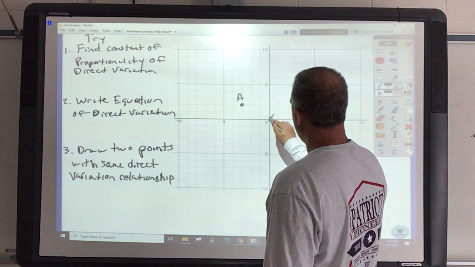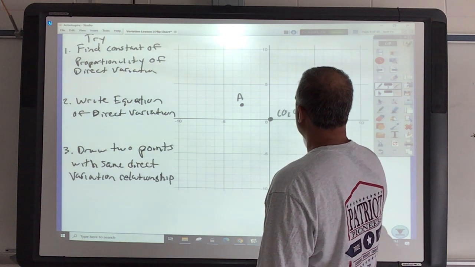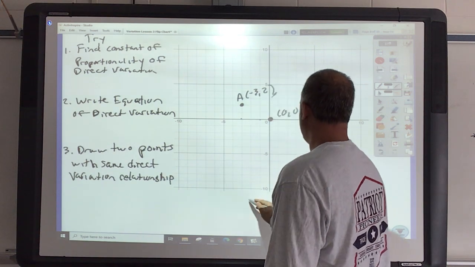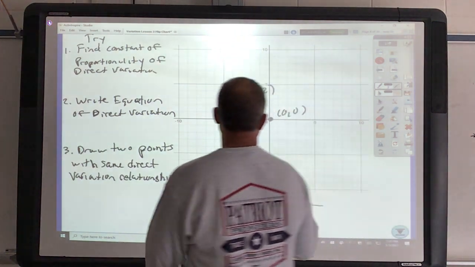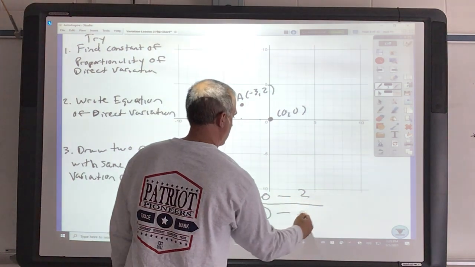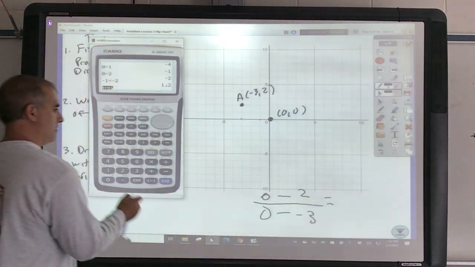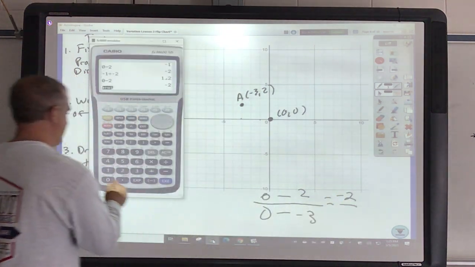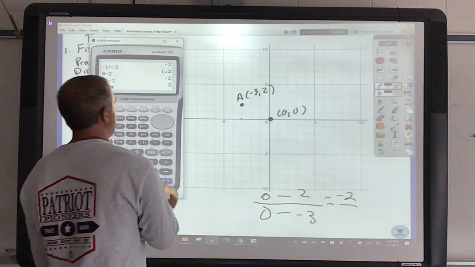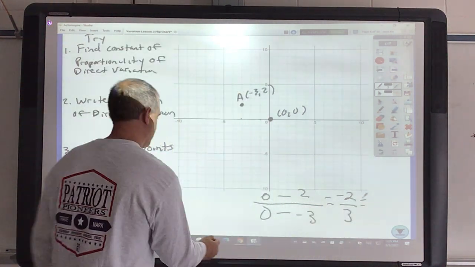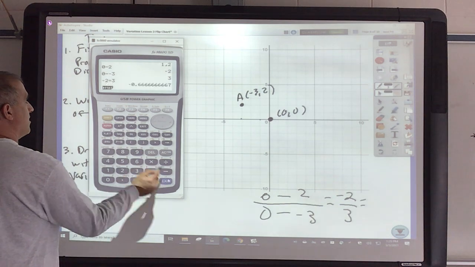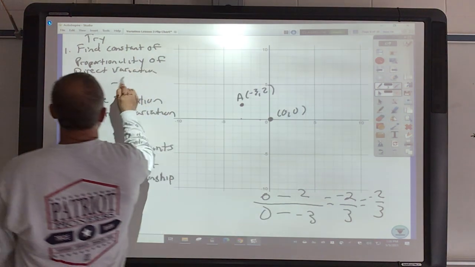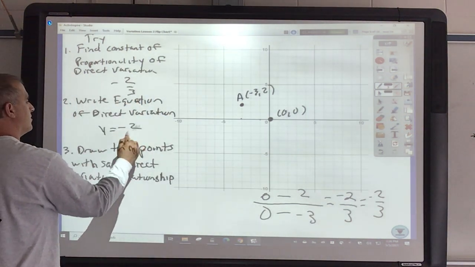Okay, so this one, I automatically am going through 0, 0. This is 1, 2, 3, 1, 2, so negative 3 over 2 up. Okay, 0 minus 2 is negative 2. 0 minus negative 3 is 3. If I divide those, I got negative 2 divided by 3 is negative 2/3. Okay, so that's my constant of proportionality, and then that's my equation.